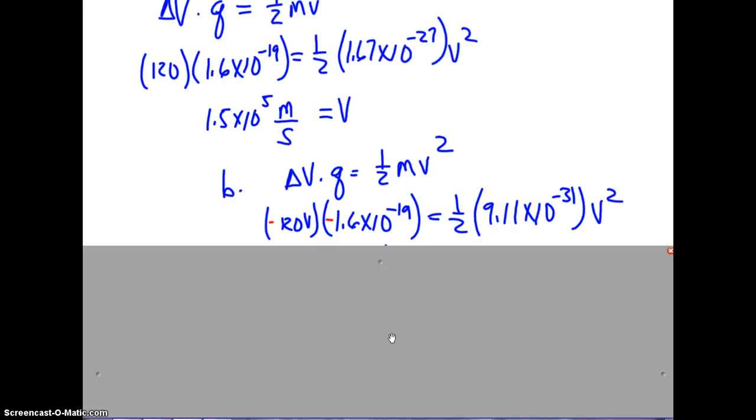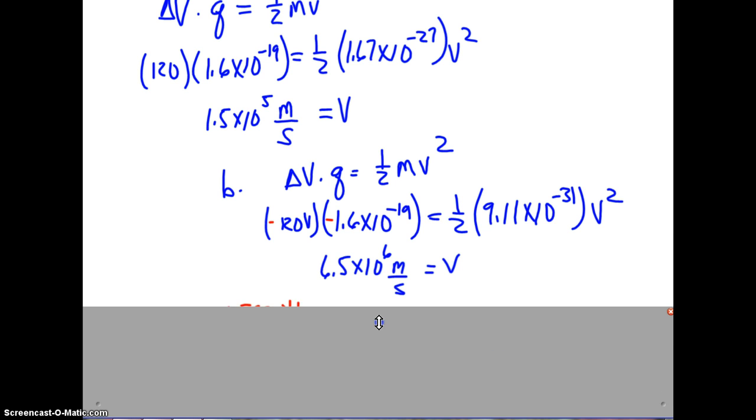Q would be negative 1.6 times 10 to the negative 19 coulombs, since the charge of an electron is negative, equals 1/2 the mass of an electron off the reference table, 9.11 times 10 to the negative 31 kilograms, times v squared. Solve this for v, and we get 6.5 times 10 to the 6 meters per second.